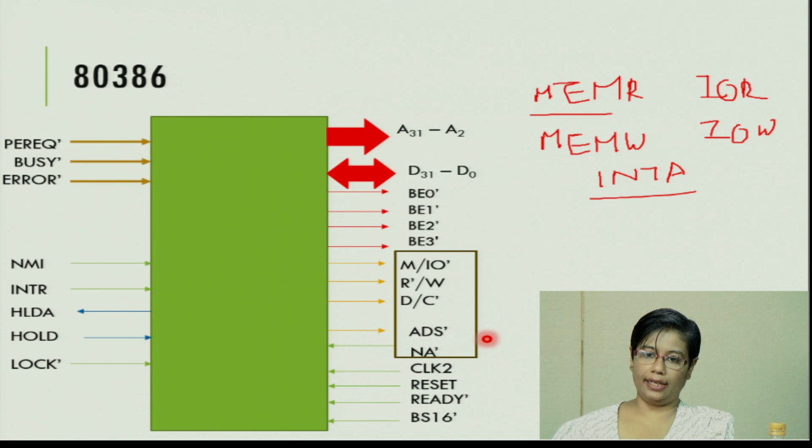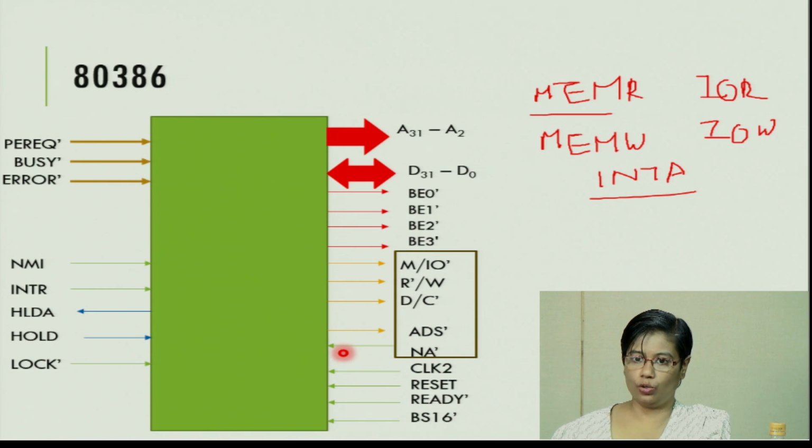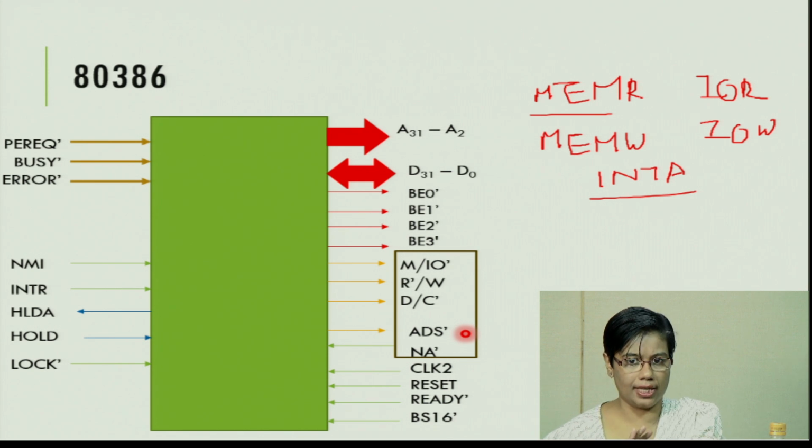This signal is active whenever a valid address is going to be generated. NA bar is an input to 80386 asking it to generate the next address. Now, how do these two work together? Right now they may not make much sense.